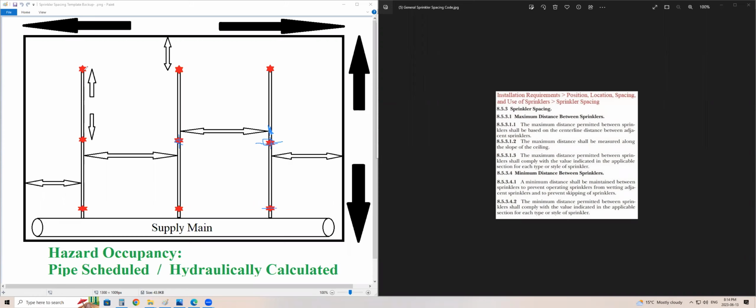I did a good job showing it on this one. Actually, here, let's do this. Center to center. So center to center. It's always center, center. That's how we measure sprinklers. The maximum distance shall be measured along the slope of the ceiling.